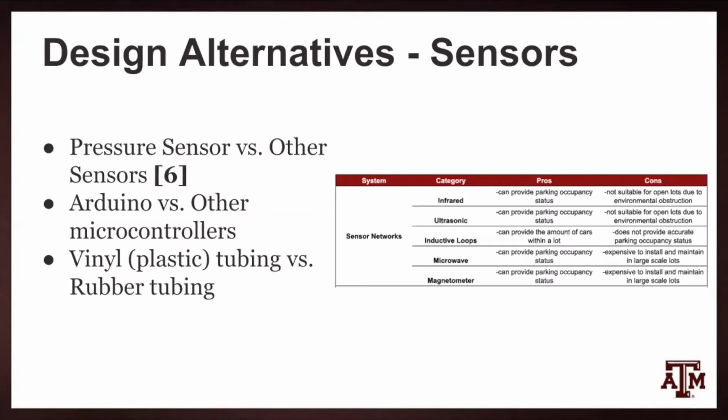We decided to go with the Arduino rather than other microcontrollers because it's the microcontroller that me and Josh both have the most experience with for putting together sensors. And then we also decided to go with vinyl plastic tubing versus rubber tubing because the vinyl tubing was better for determining the difference between a car and someone driving over the sensor with a bike or walking over it.